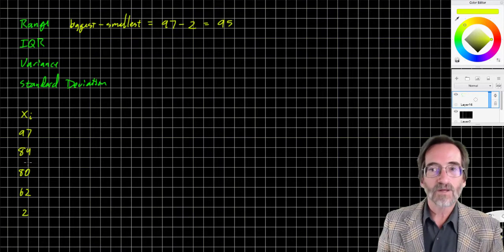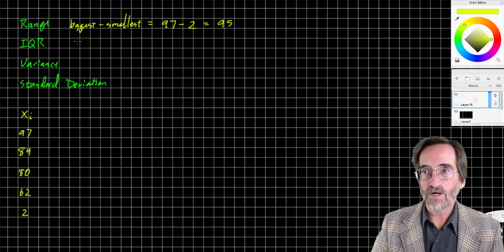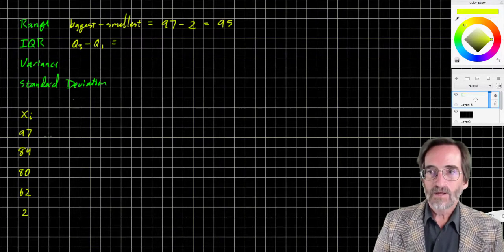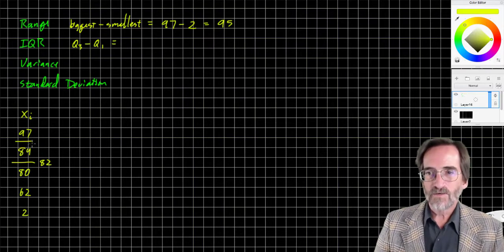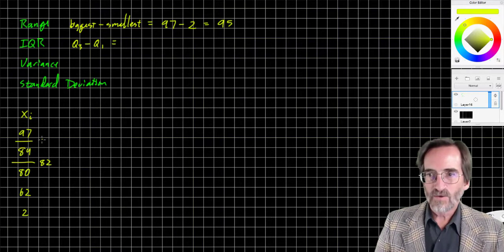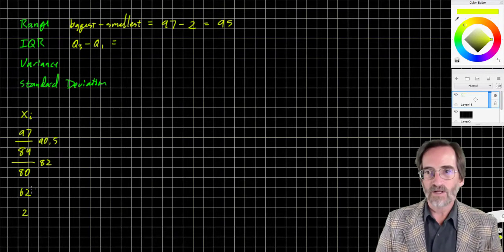Basically, what you do is you find the first and the third quartile. So it's quartile 3 minus quartile 1. The way we find the quartiles, we find the median. Halfway between 84 and 80 is 82. And then we find the middle of the upper half, halfway between 97 and 84. 97 minus 84 is a difference of 13. 13 divided by 2 is 6.5. So 90.5, because we add 6.5 to 84.